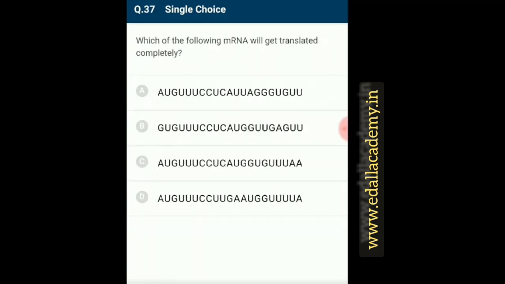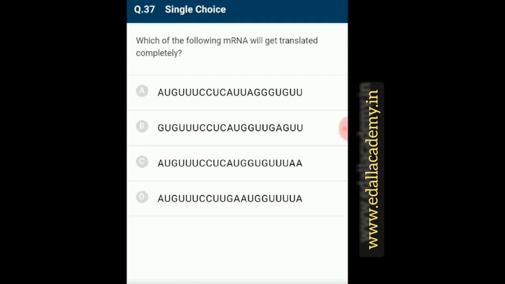Question number 37. Which of the following mRNA will get translated completely? mRNA is a transcribed polynucleotide which is later translated by ribosomes using tRNA to join amino acids and make proteins. mRNA contains the genetic code, which is a set of instructions that helps obtain the information for making proteins from the DNA. The work of Khorana and Nirenberg helped decipher the genetic code, which is followed by all organisms in protein synthesis. The codes are always in triplets, called codons, a sequence of 3 nitrogen bases, and they are universal.